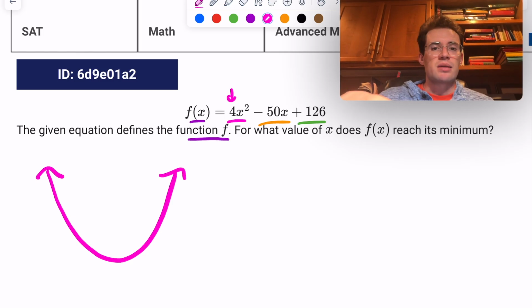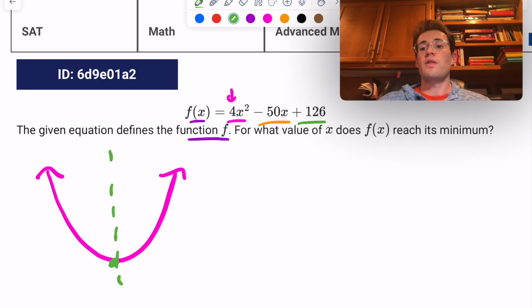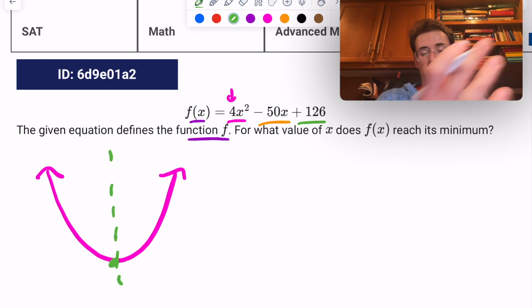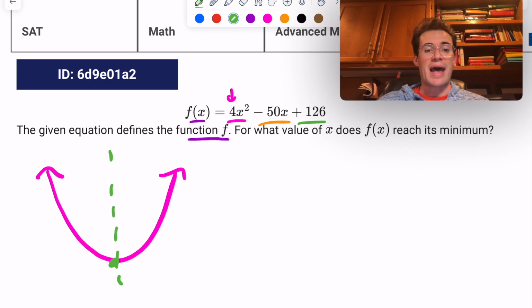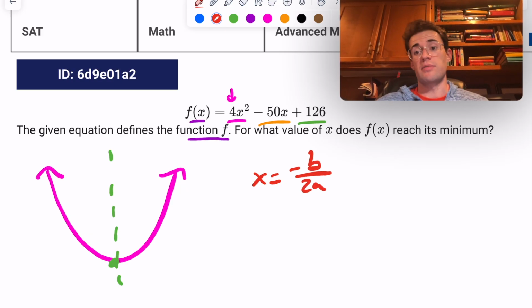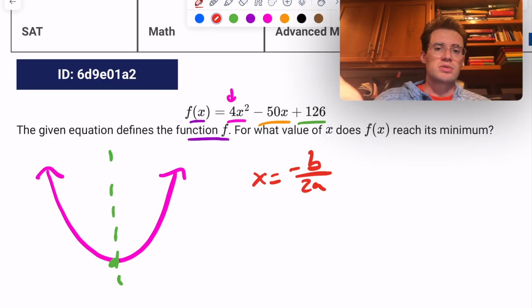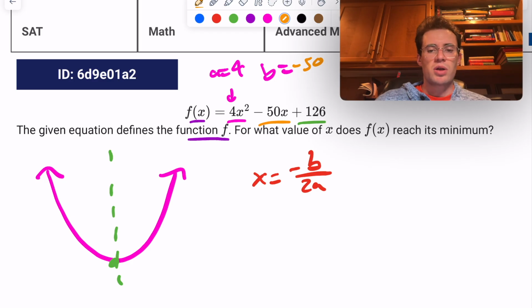And that means that the minimum is just going to be the vertex. So the vertex, we know that the vertex is the point on the parabola, the point on the graph of the quadratic function, that it passes through the axis of symmetry. And our axis of symmetry is going to be equal to negative b over 2a. So x equals negative b over 2a. And as we said, our a value is 4. Our b value is negative 50. So we just plug that in.